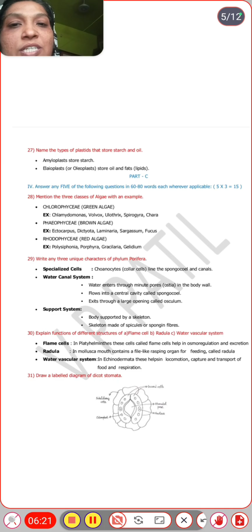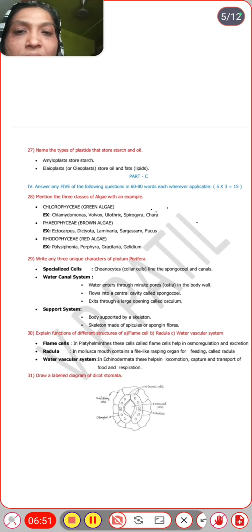Okay, mention the 3 classes of algae with an example. Chlorophyceae, that is green algae, example Chlamydomonas, Volvox, Ulothrix, Spirogyra, Chara. Phaeophyceae, that we call a brown algae, example is Ectocarpus, Dictyota, Laminaria, Sargassum, Fucus. Rhodophyceae, that we call a red algae, example is Polysiphonia, Porphyra, Gelidium.